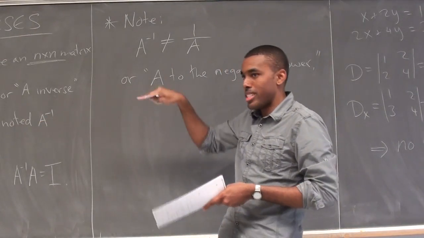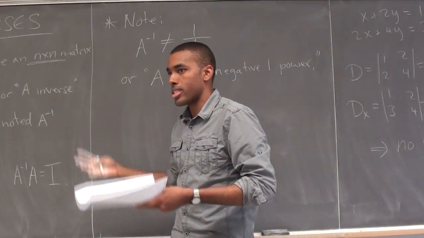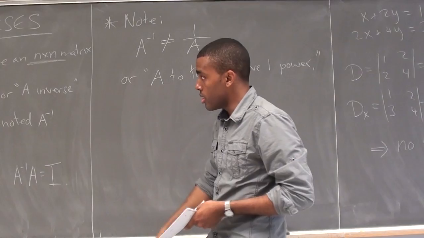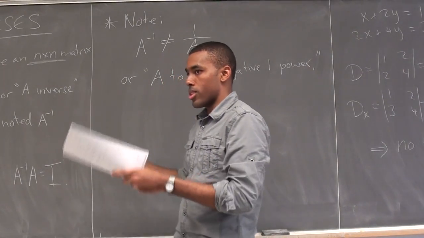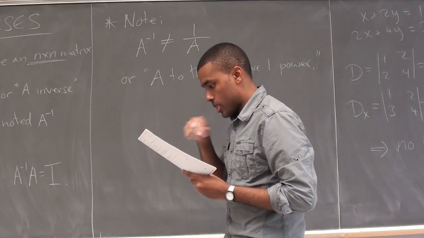Just like sine inverse. When you see sine to the minus 1, you don't think of it as 1 over sine. You think of it as arcsine, it's an inverse. Same thing here. A to the minus 1 means A inverse. It's just another matrix that when you multiply, you get the identity.